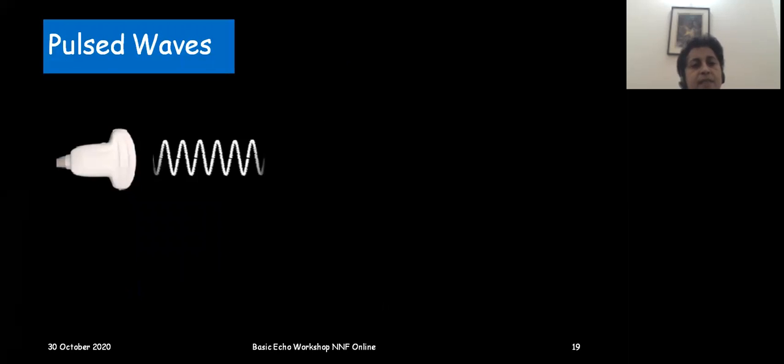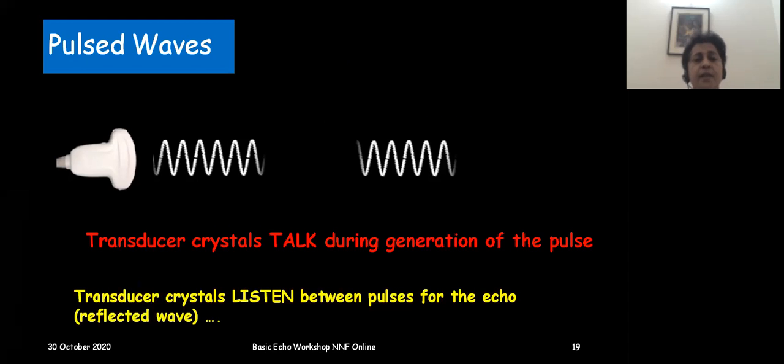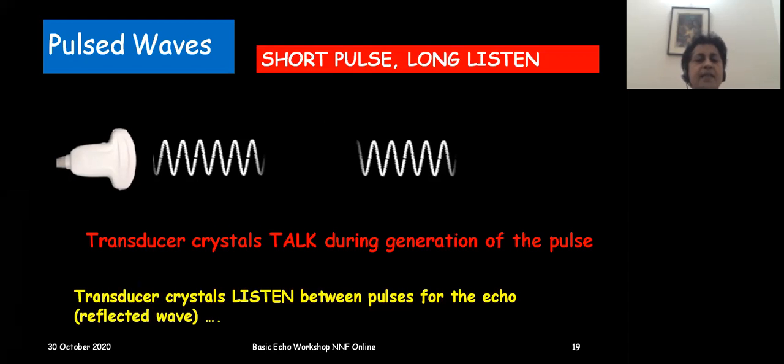So what is a pulsed wave? A pulsed wave is a wave which travels for a short duration of time. Then the transducer listens to the reflecting sounds. So the transducer crystals talk during the generation of an impulse, and then listen for a greater part of the time. So it is a short pulse and a long listen. You'll be surprised to know the transducers actually emit pulses for about 1% of the time. And for 99% of the time, they're listening to the returning sounds or returning echoes.